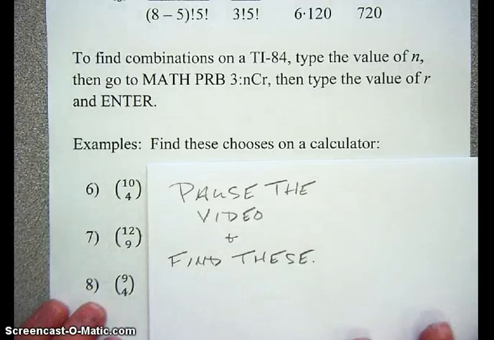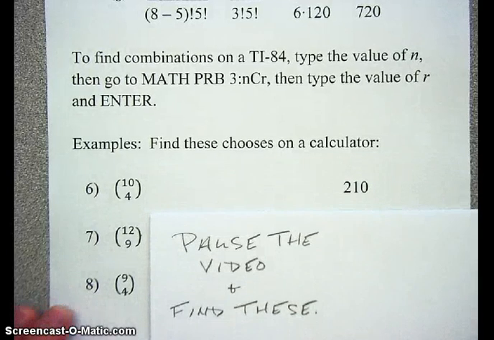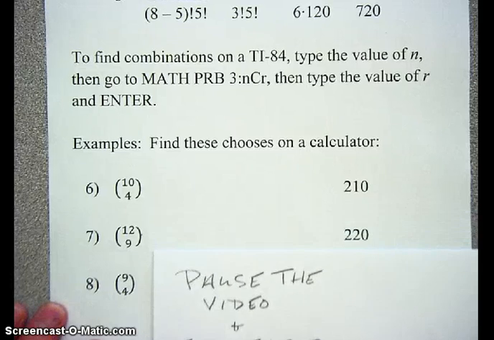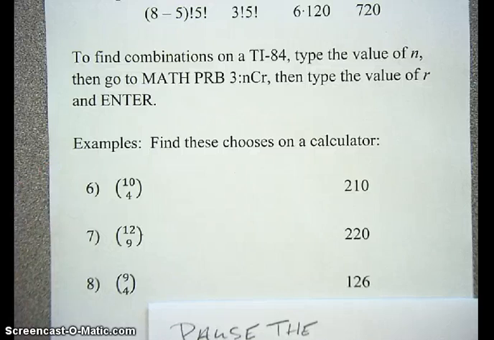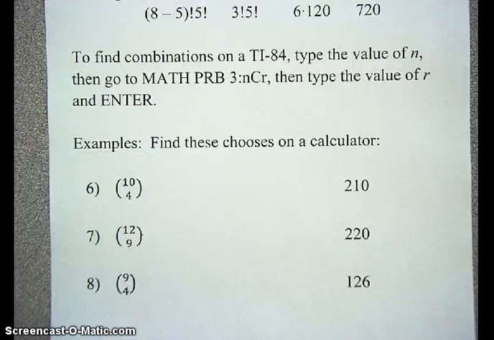Okay, welcome back. 10 choose 4 is 210. 12 choose 9 is 220. And 9 choose 4 is 126. I hope those worked out for you. If they didn't, go back and check your typing.